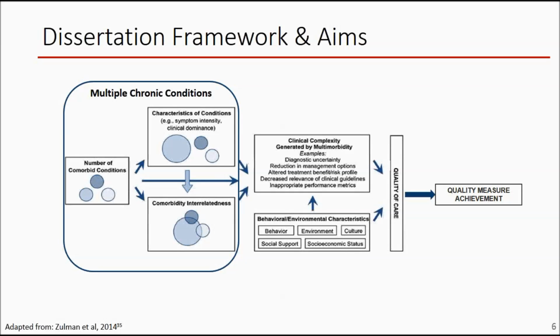Just to situate where this sits in my dissertation research, this is the framework that my set of studies is conducted under. It's a framework for the role of multiple chronic conditions on healthcare quality of care. The construct of multiple chronic conditions is described on the left as a function of the number, characteristics, and interrelatedness of the comorbidities. That produces clinical complexity, which then is hypothesized to reduce received quality of care, which we pick up through quality metrics and quality measurement. And this is, of course, potentially modified or mediated by behavioral and environmental characteristics.